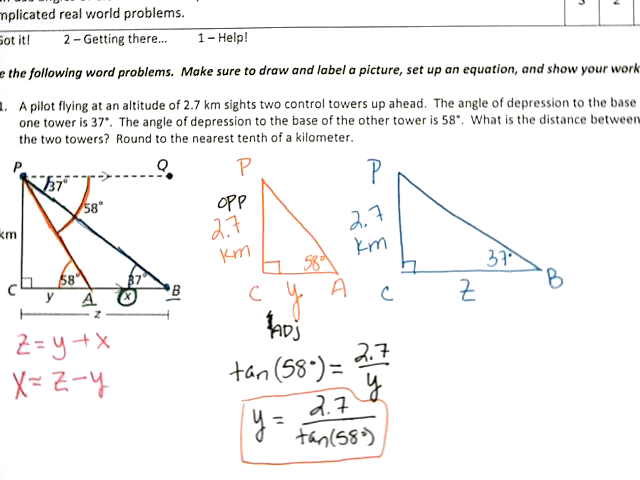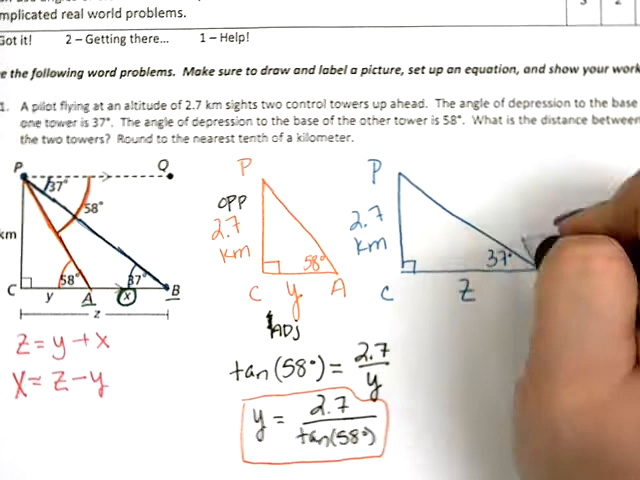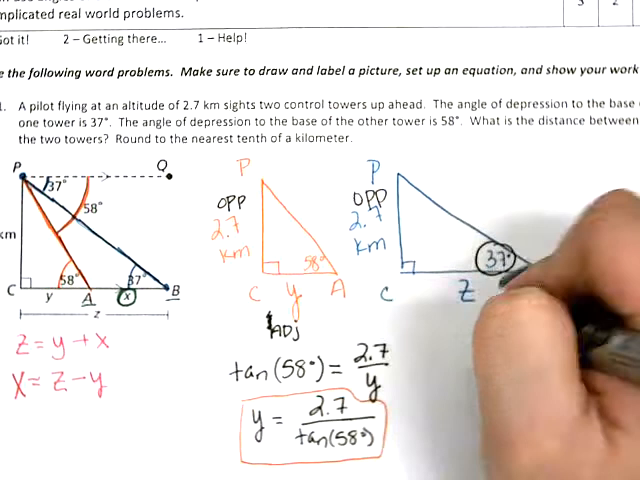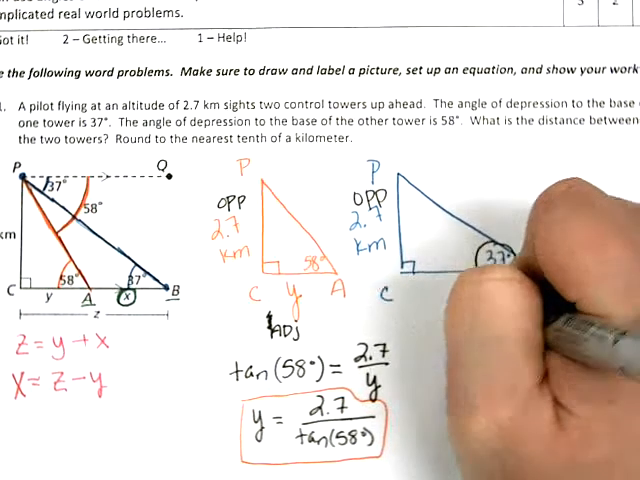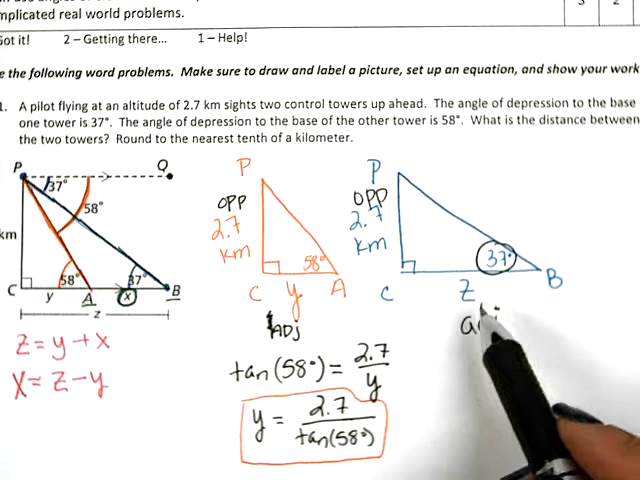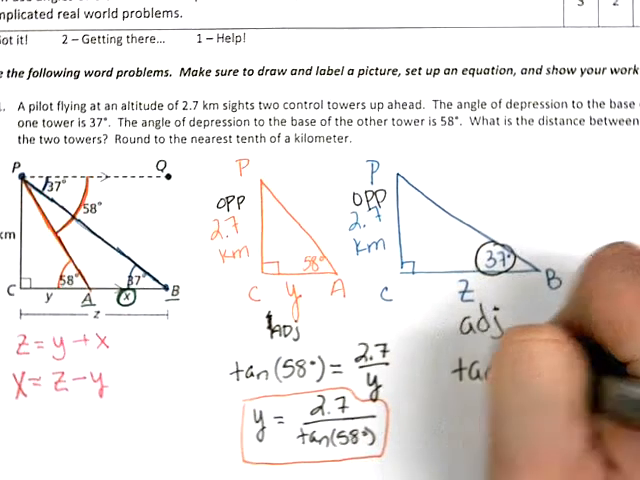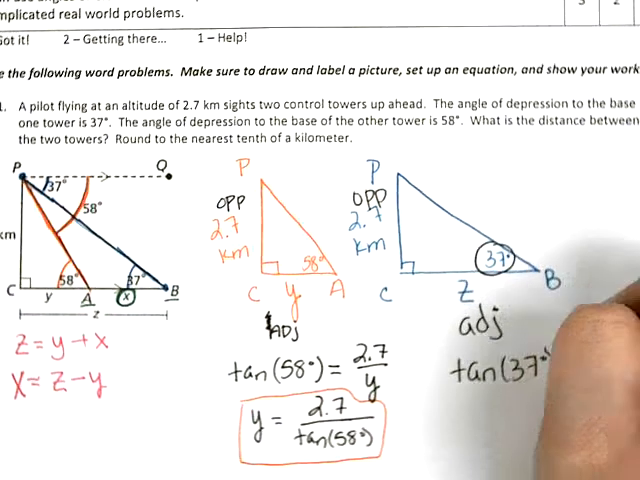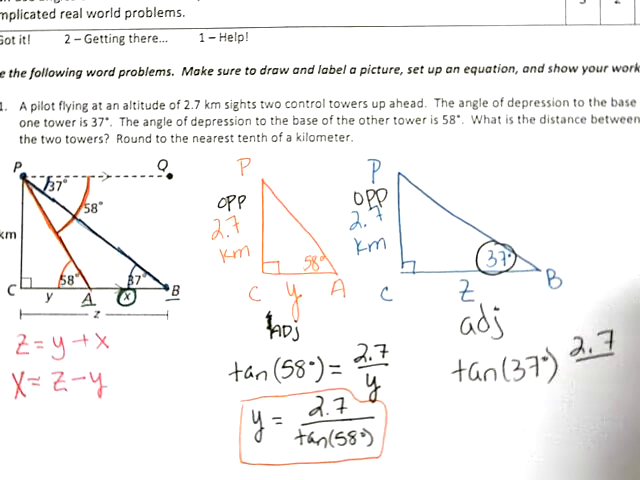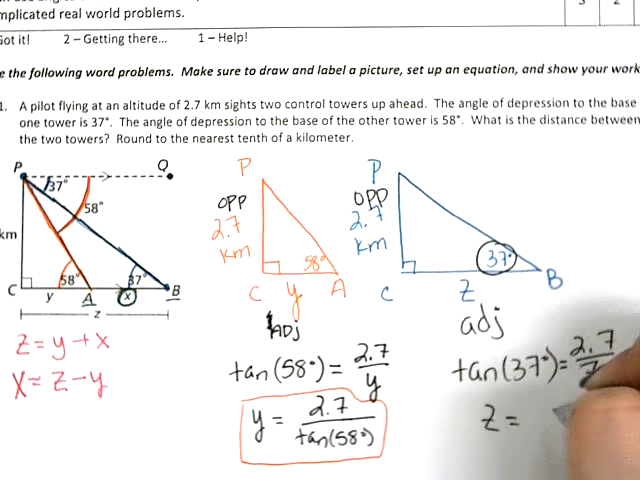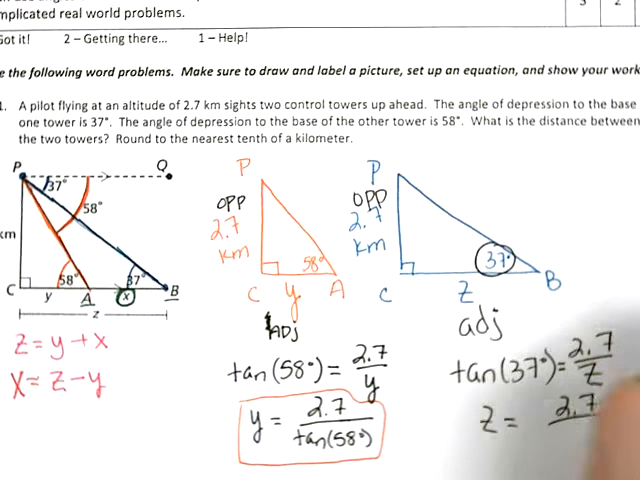So if we look over at the blue triangle, here's our angle of 37 degrees. The 2.7 is our opposite, and again our unknown is our adjacent, but now our adjacent is z because our angle is 37. So the tangent of 37 degrees is equal to the opposite, which is 2.7, over, whoops, equal sign, Miss J, over z, which means z is going to equal 2.7 over the tangent of 37.